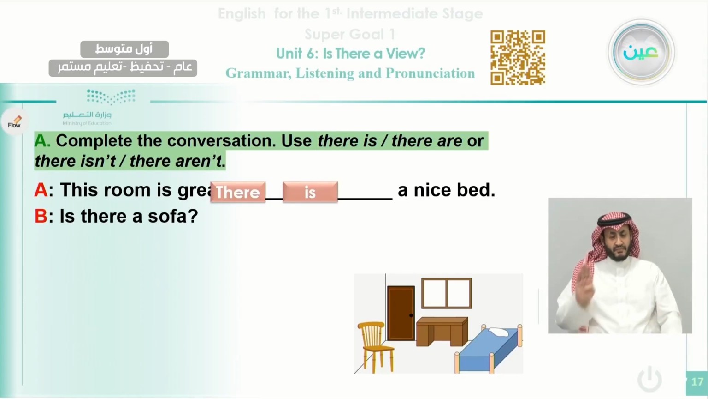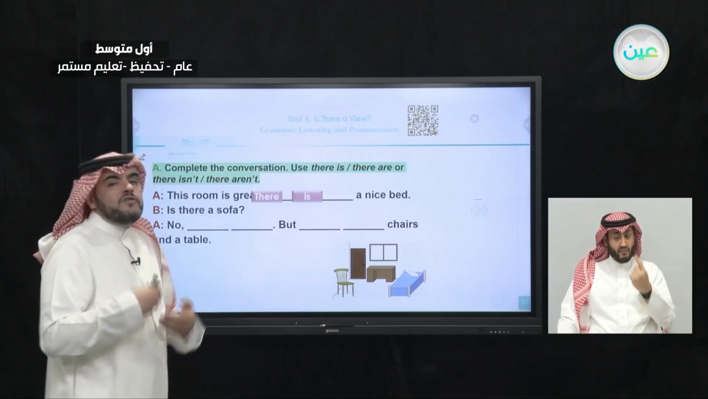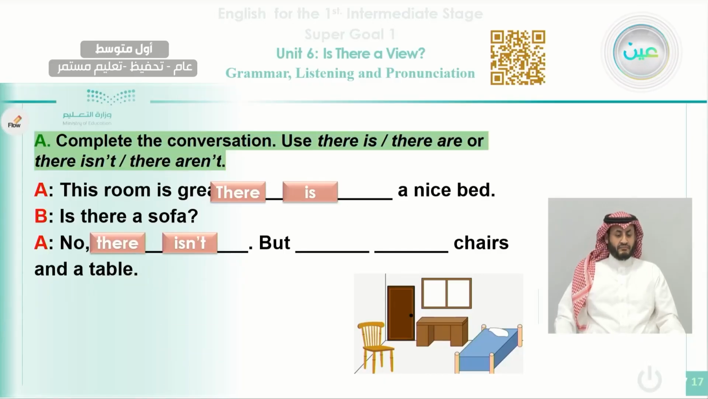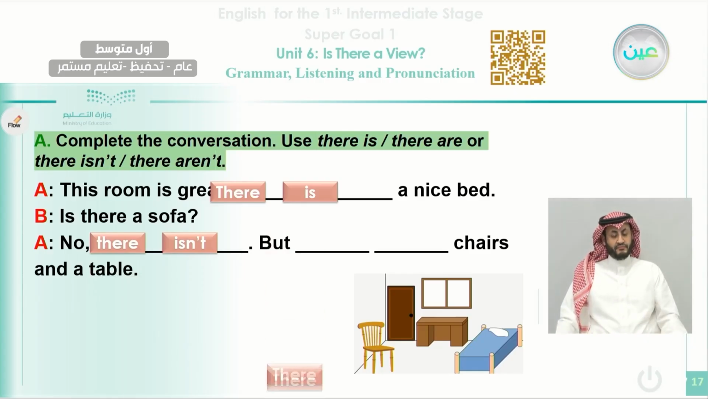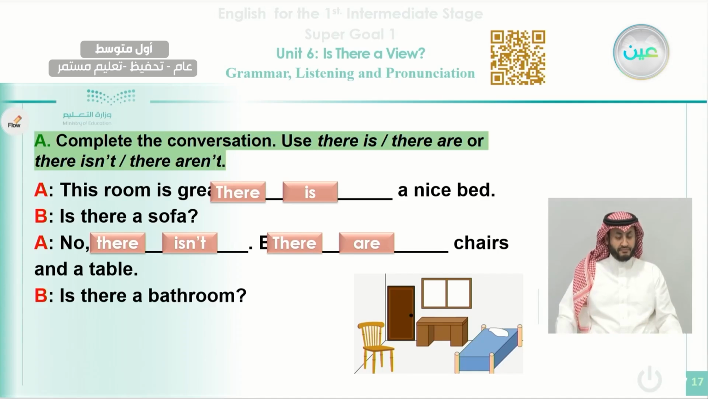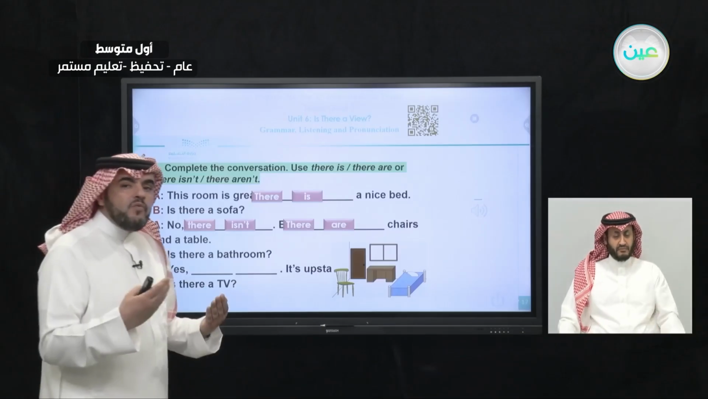B here, is there a sofa like this one here? We say no. If you say no, that means you make the sentence in the negative form. You can say no, there isn't. Next here, but, we can say but there are chairs and a table. We talk about chairs and table, more than one, so we can say there are. Is there a bathroom? Yes. What do you say here? We can say yes. If it is one, we say there is. More than one, there are.